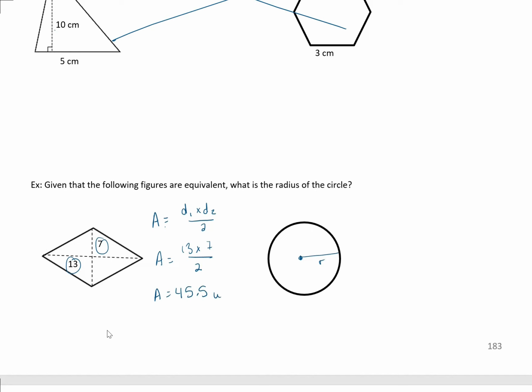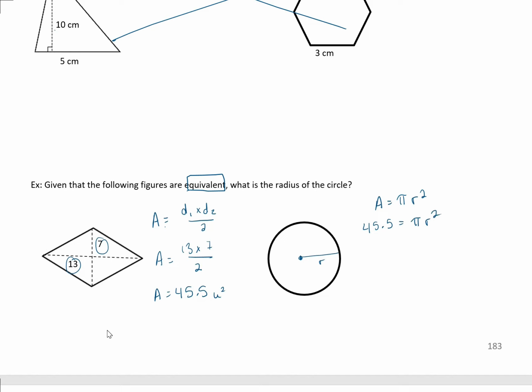We don't have units, so let's just write units squared. Now that we know the area of this diamond is 45.5 units squared, we know that the area of the circle also has to be 45.5 units squared, right? These two shapes are equivalent, so the area of one is the area of the other. So the area of a circle is pi r squared. We know that the area has to be 45.5 because they're equivalent.